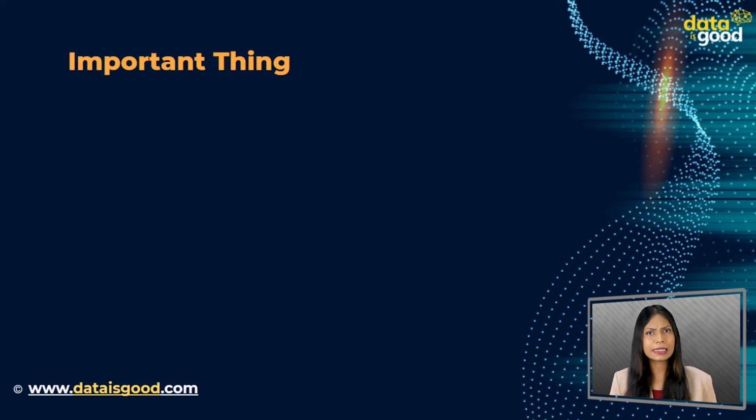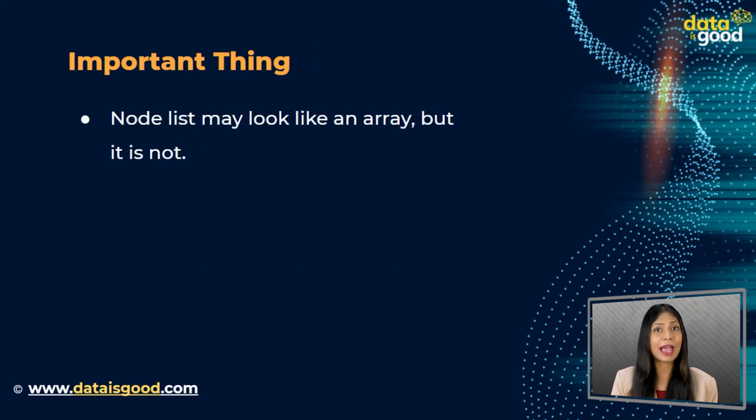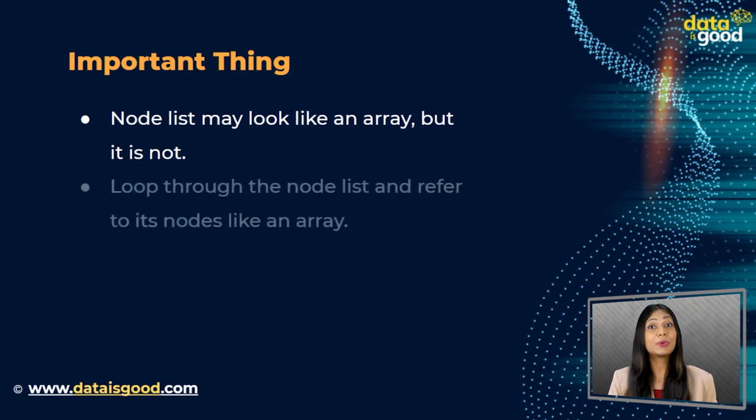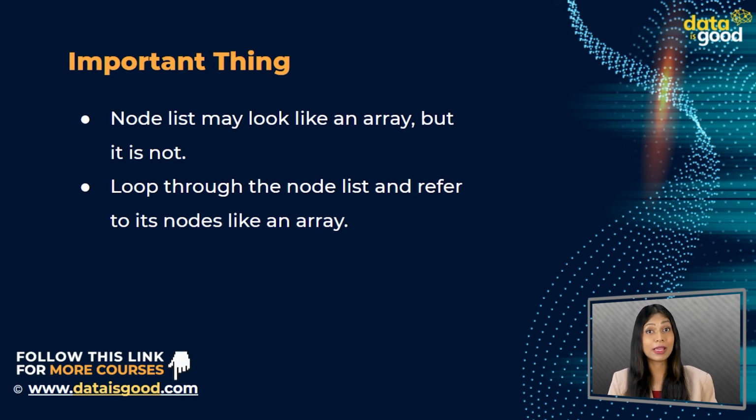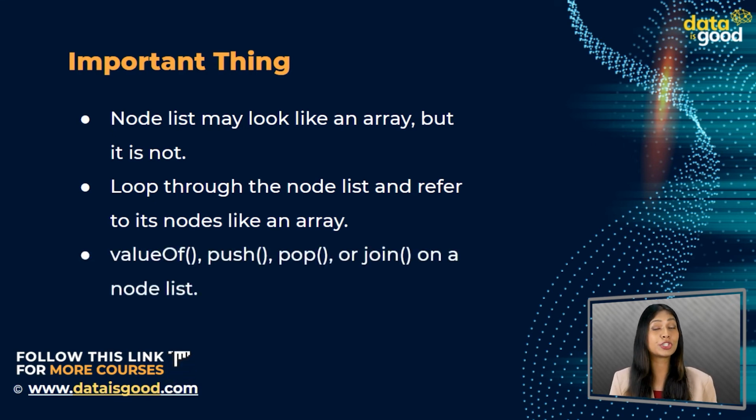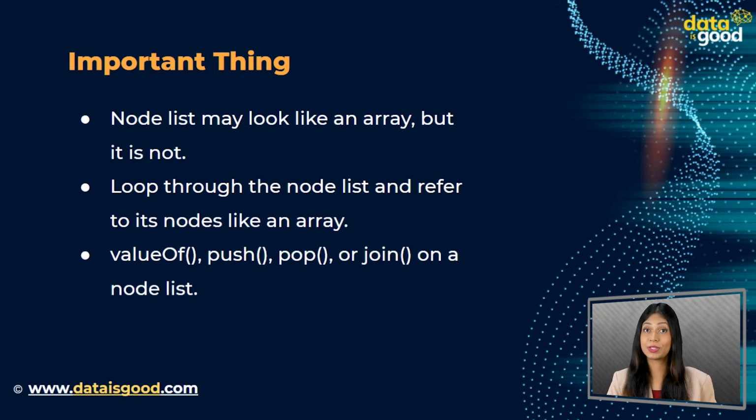Now, an important thing is a node list may look like an array, but it is not. You can loop through the node list and refer to its nodes like an array. However, you cannot use array methods like valueOf, push, pop, or join on a node list.